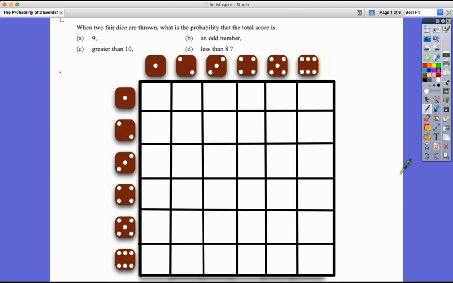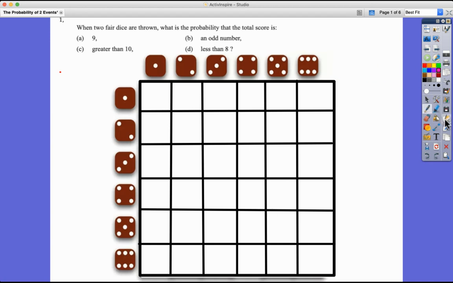Hello and welcome to a short tutorial on how to find the probability of two events. Now we start with a question that involves two dice being thrown and we're going to add up the total of the outcomes on each dice, the total score. So we've got different probabilities to work out.